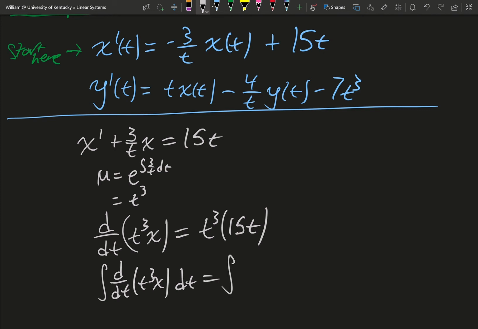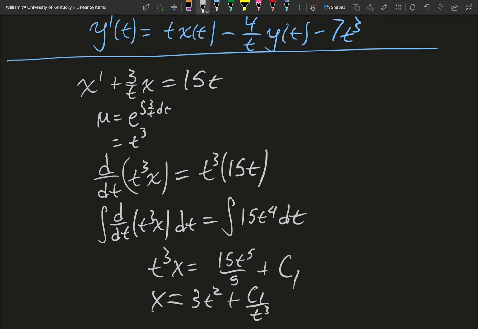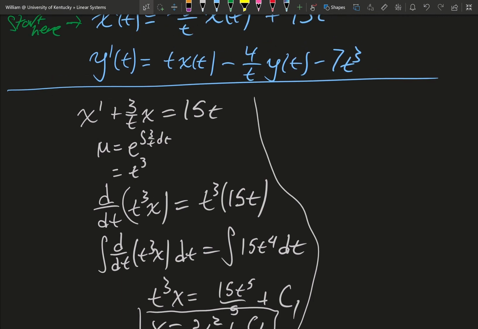We now take the derivative, and we get t cubed x equals 15t to the 5th divided by 5 plus some constant c1, or x is equal to 3t squared plus c1 over t cubed. All right, we can now go back and plug this data into our second equation.